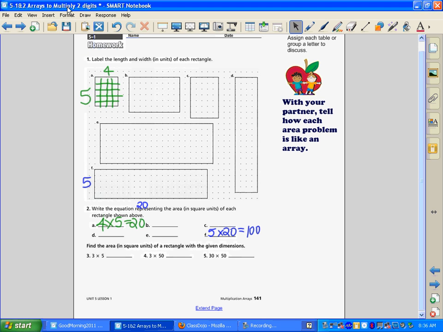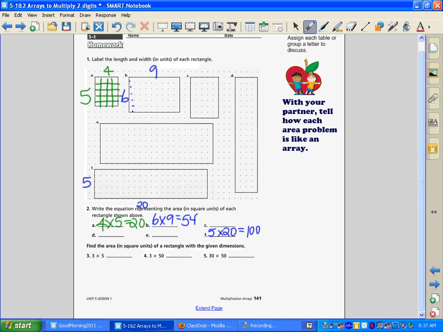Let's look at these problems. So B, how many across is B? Okay, 1, 2, 3, 4, 5, 6, 7, 8, 9. How many are down? 1, 2, 3, 4, 5, 6. So I would have a 6 by 9 and would have 54.